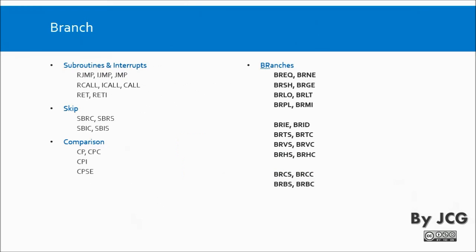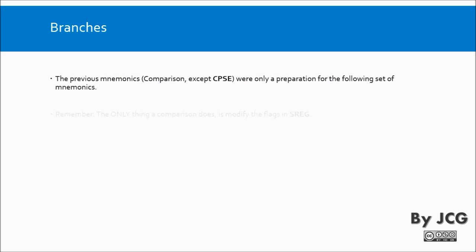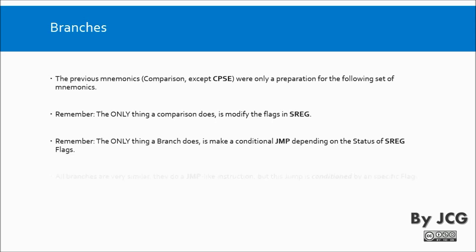Okay, now let's see branches. Yeah, we have a lot of mnemonics, but you will see there's little difference between them. And remember, branches are conditional, but less restricted jumps than skips. The restriction of skips is that they can only jump the next instruction, and branches do not have that much of a restriction. So the previous mnemonics, which of course were all the comparisons, were only a preparation for the following set of mnemonics. Remember, the only thing a comparison does is modify the flags in the status register. And the only thing a branch does is make a conditional jump depending on the status of these flags.